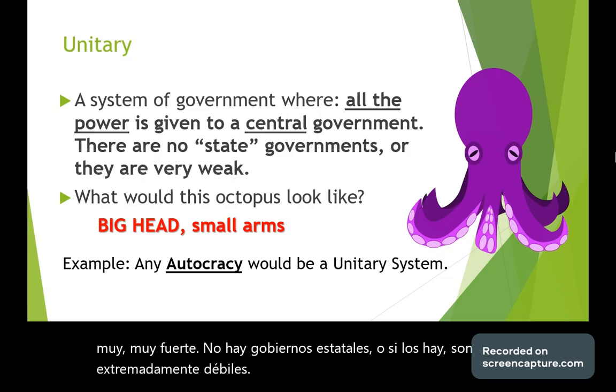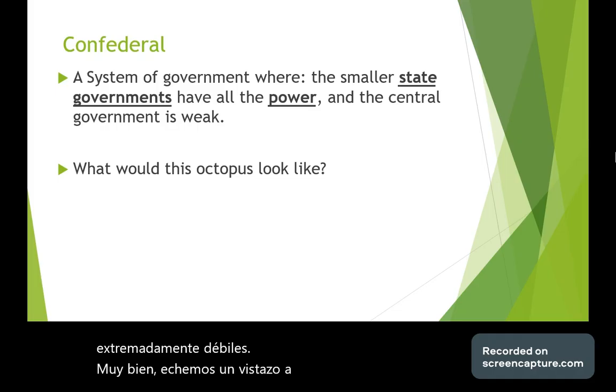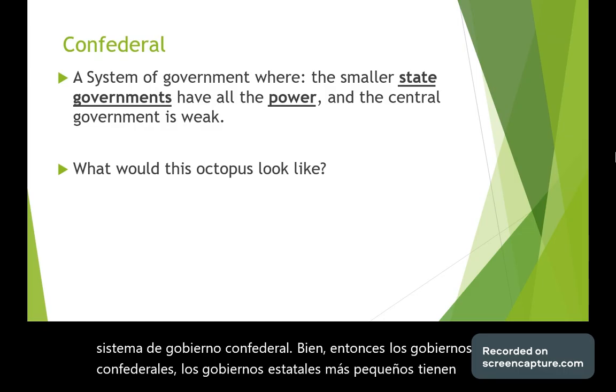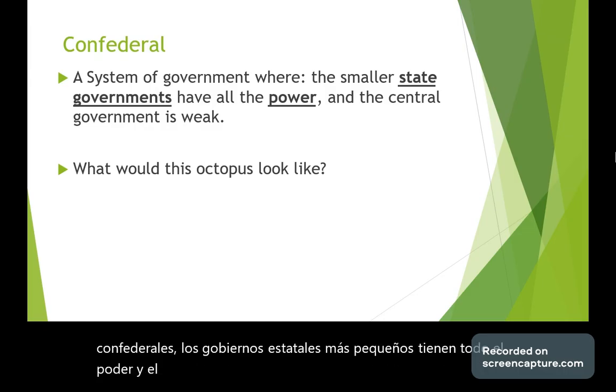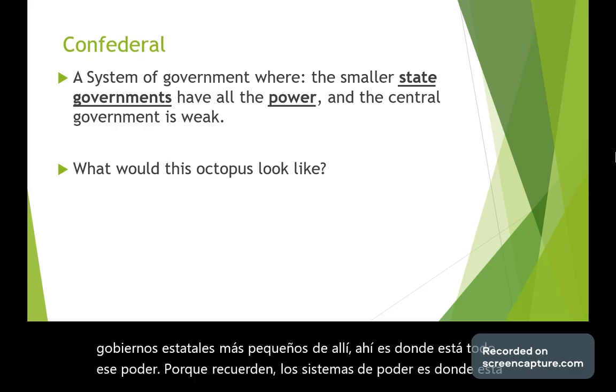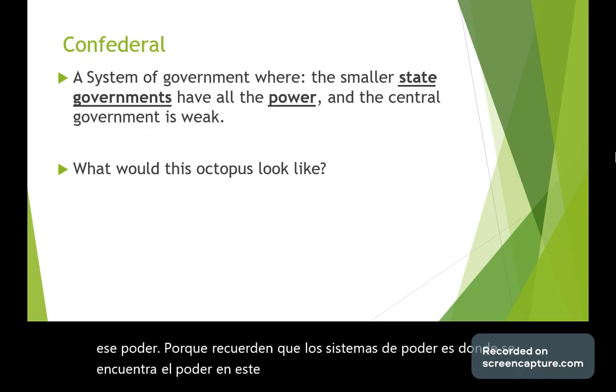All right, let's take a look at the next one. This is what's called confederal government system. In a confederal system, the smaller state governments have all the power, and the central government is weak. Again, those smaller state governments, that's where all that power is. Because remember, systems of power is where's the power located. In this case, in a confederal system, it's located with the smaller state governments.